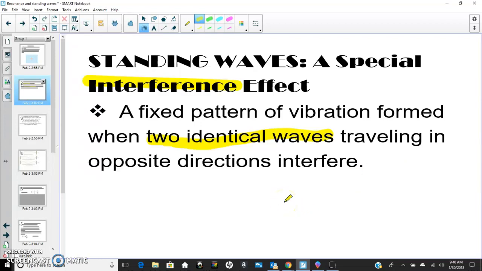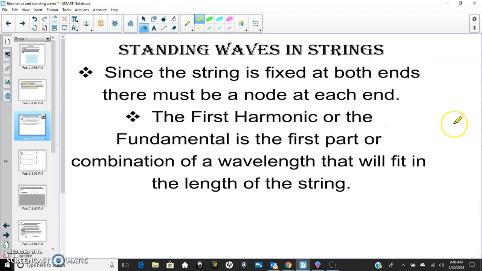So when you listen to a guitar, you have a standing wave in a string. And the guitar string has transverse waves in it, which then produces the longitudinal sound waves in the air that we hear. So if we consider standing waves in strings, the string is fixed at both ends. That means there has to be a node at each end. Now, nodes and antinodes were terms that we defined with our wave properties. The node was a point of no motion or zero displacement.